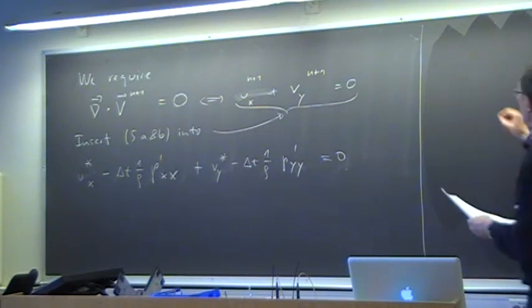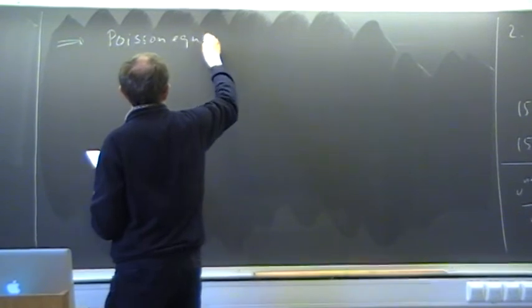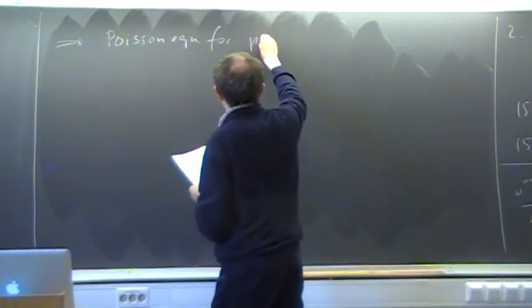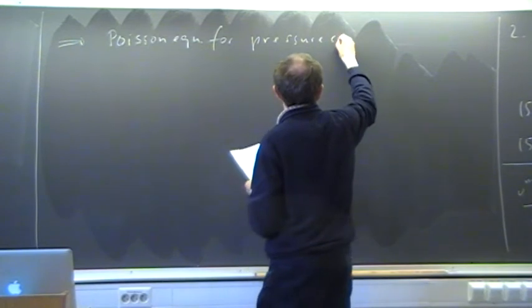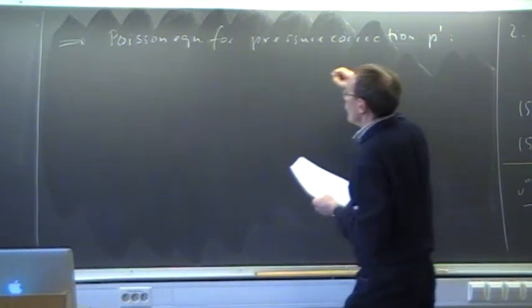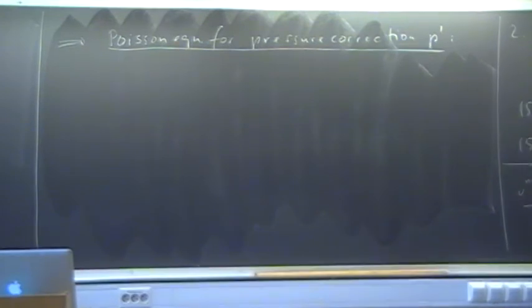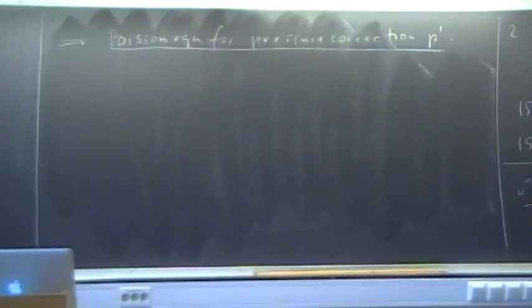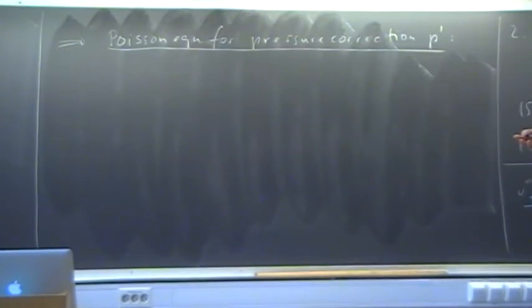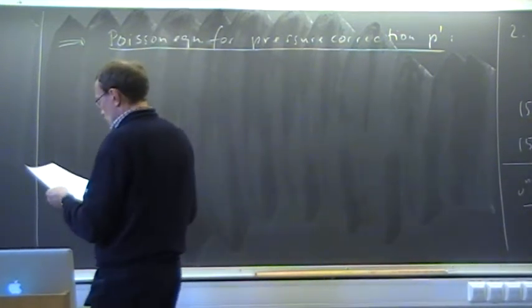So, from that we get, or rather for the pressure correction, a Poisson equation for the pressure correction. In the original MAC scheme, where the pressure gradient was not considered in the first step, it gives a Poisson equation for the pressure at the new time level, p^(n+1), but this one is better. So what do we get?